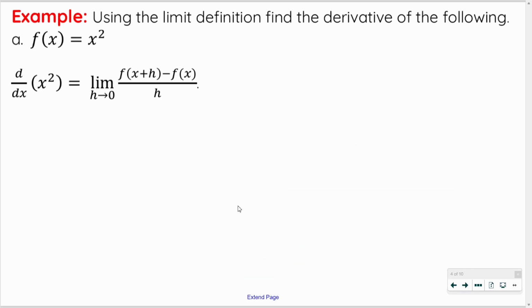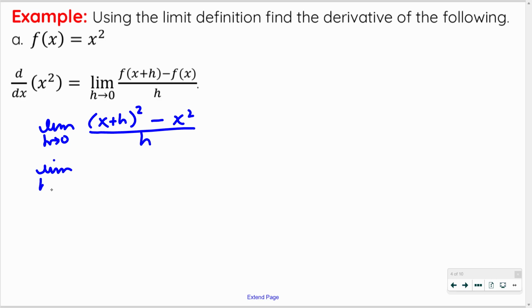Now let's look at some other types. We've looked at lines, now let's look at curves. I want to use the limit definition to find the derivative of f of x equals x squared. So that's my function. I'm going to look at the limit as h approaches 0 of f of x plus h, which tells me to substitute x plus h into my function. So it's going to be x plus h squared minus f of x, which is x squared, all over h.